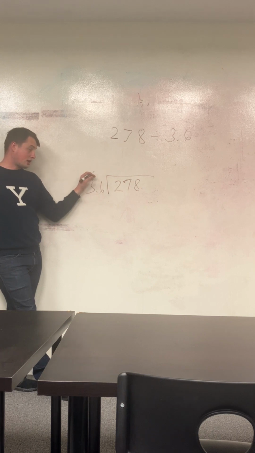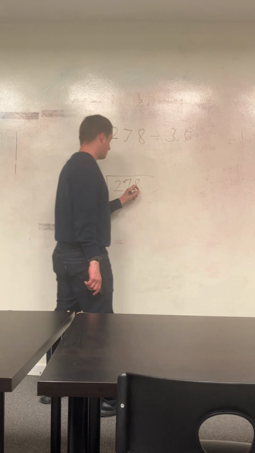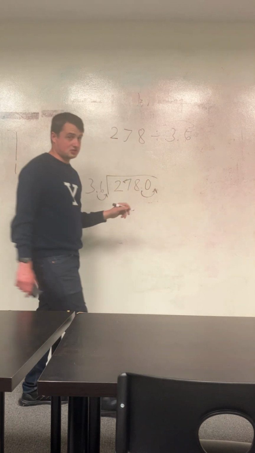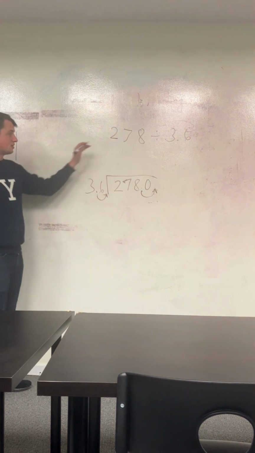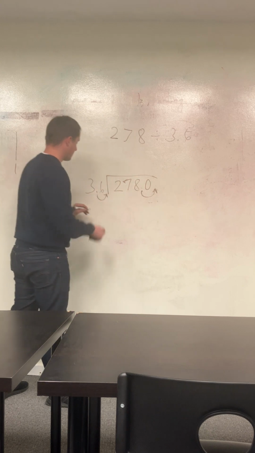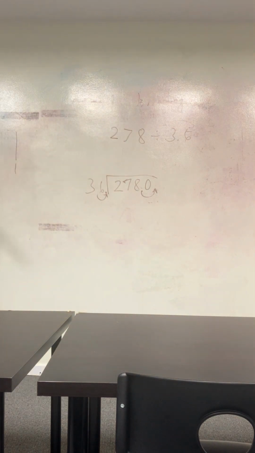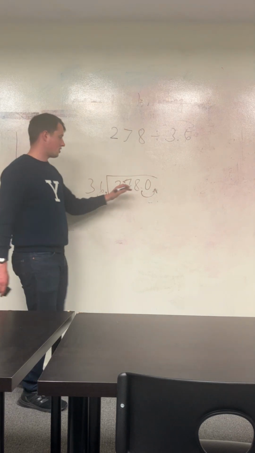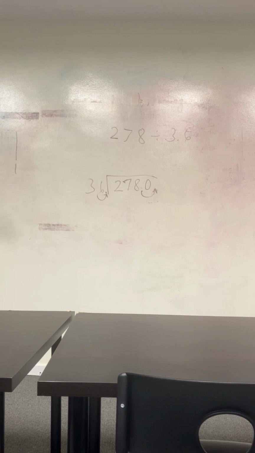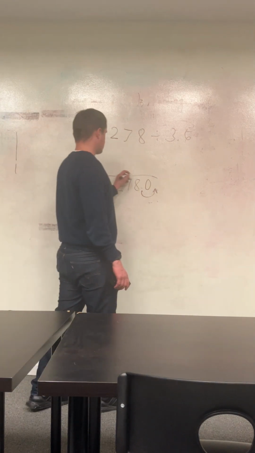So if you have a decimal out here, you need to move it over 1, and when you do that, you're gonna move this decimal over 1. So you're effectively just adding another 0. So instead of 278 divided by 3.6, you have 2,780 divided by 36. We just moved the decimal point over 1 here and moved it over 1 here. What we're technically doing is multiplying them both by 10. So now 36 goes into 278.